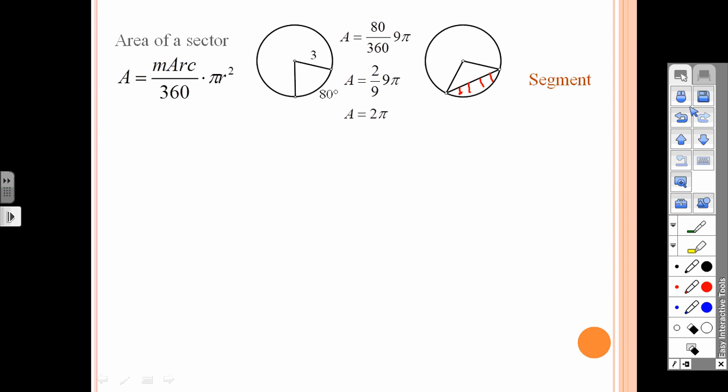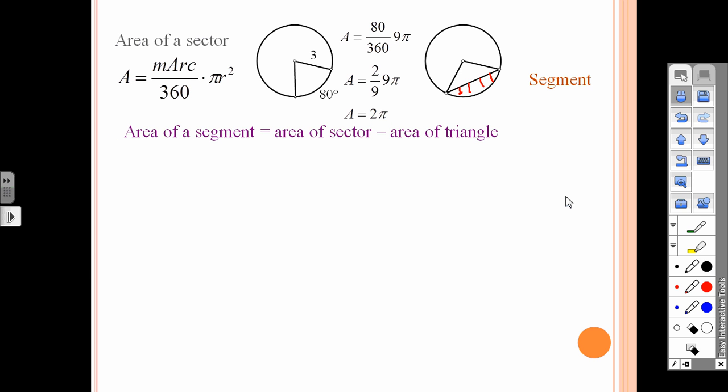So where you have a sector, so we have this sector right here, and then if we connected the endpoints right there and made a chord, and we took out the triangle, this little piece here that's made with the chord and the arc, that is a segment. So what we're going to have to do is try to figure out what is the area of that segment.